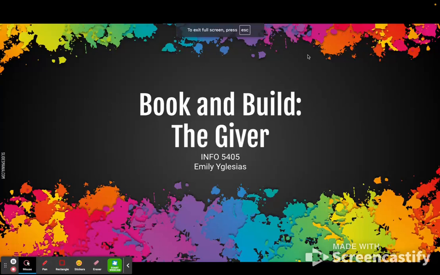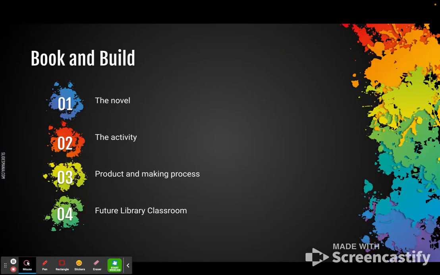Hello, everybody. I'm Emily Iglesias, and this is my book and build, and I chose The Giver for my book and build. So I'm going to first go over the novel, the activity, the product, the making process, and of course, future library classroom and how it will all connect.